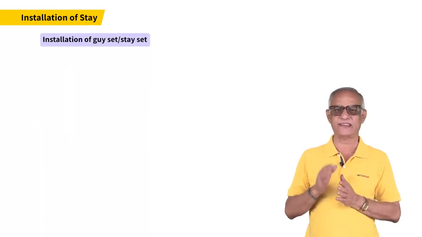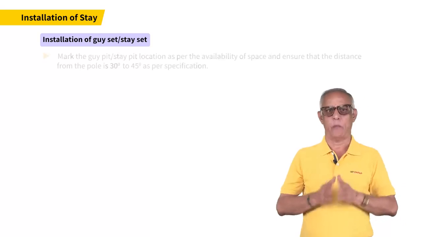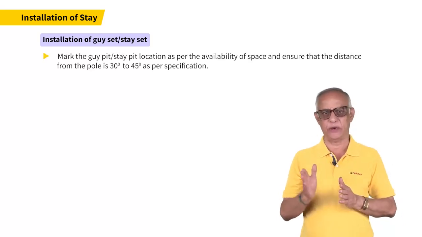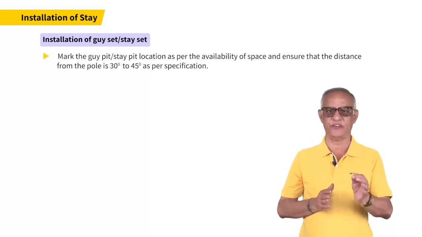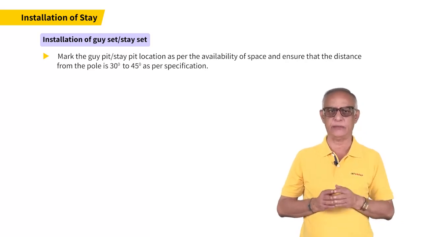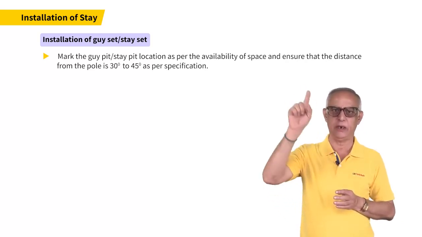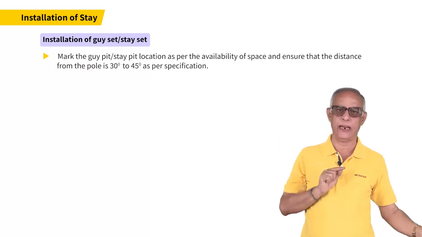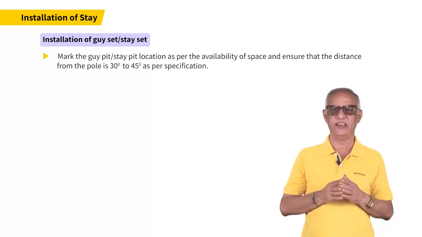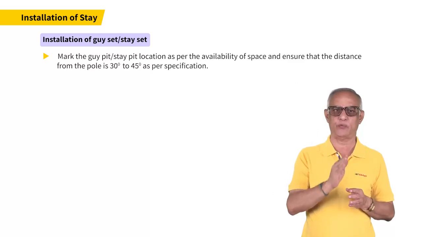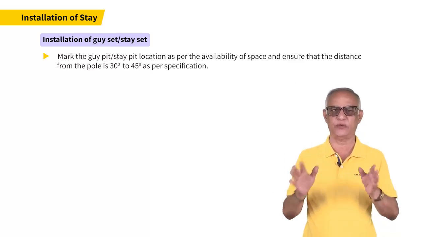Let us discuss the steps involved in installing a guy set or a stay set. Mark the guy pit or stay pit location as per the availability of space and ensure that the angle between the pole top and the guy pit location is anything between 30 degrees to 45 degrees as per the specification.